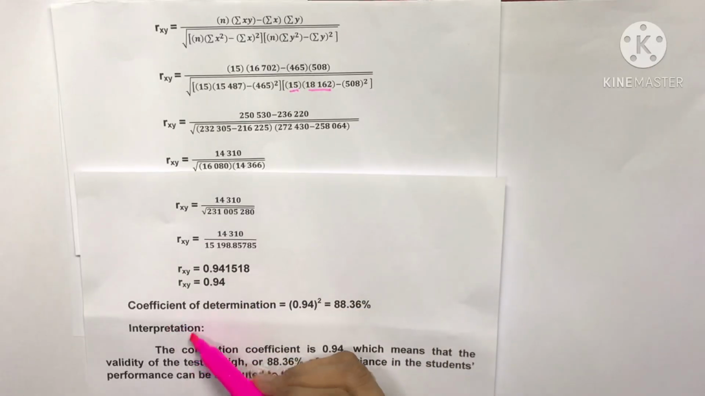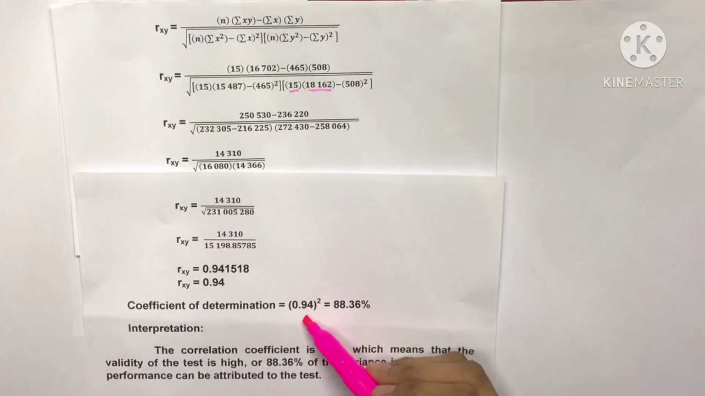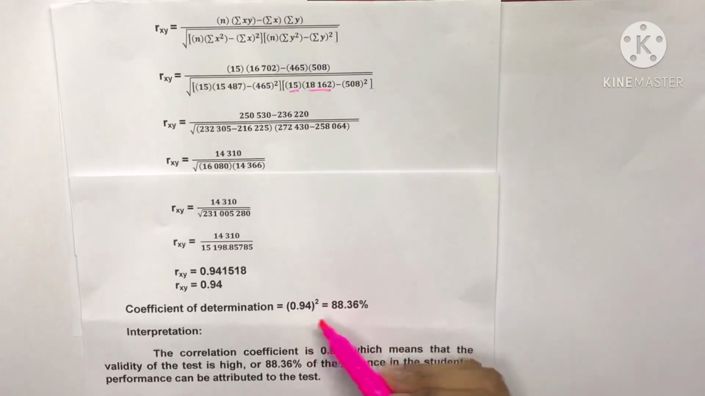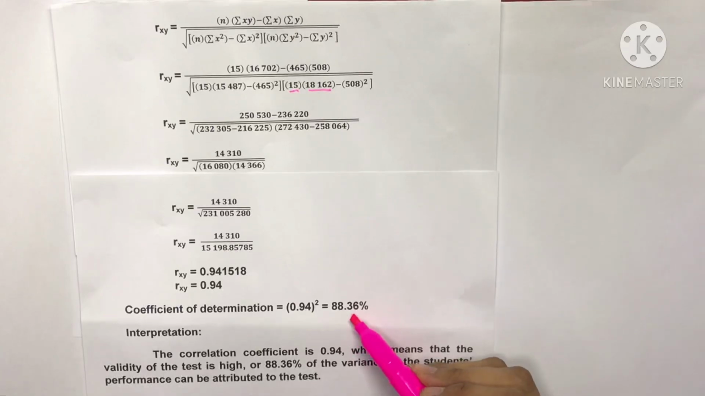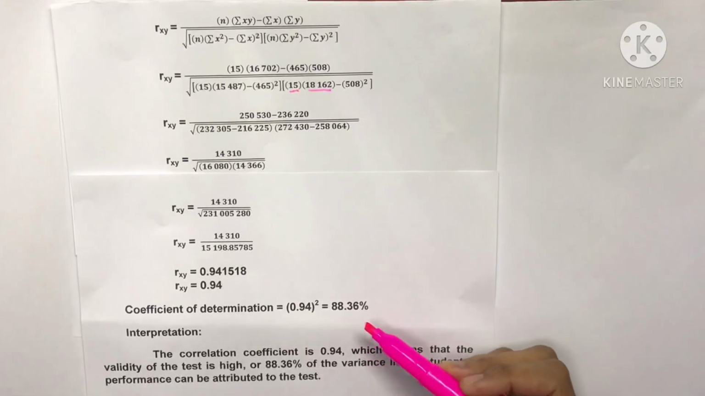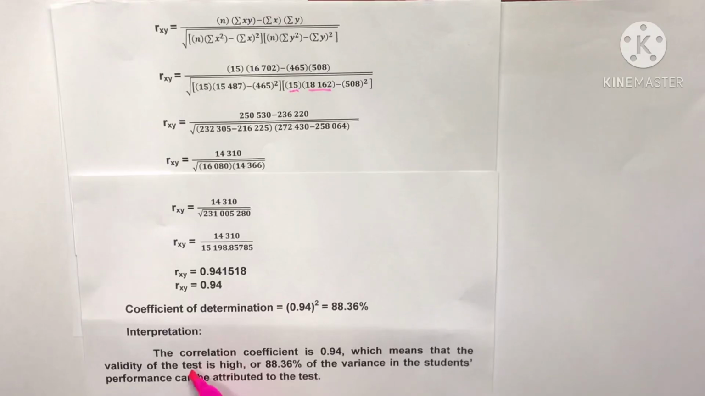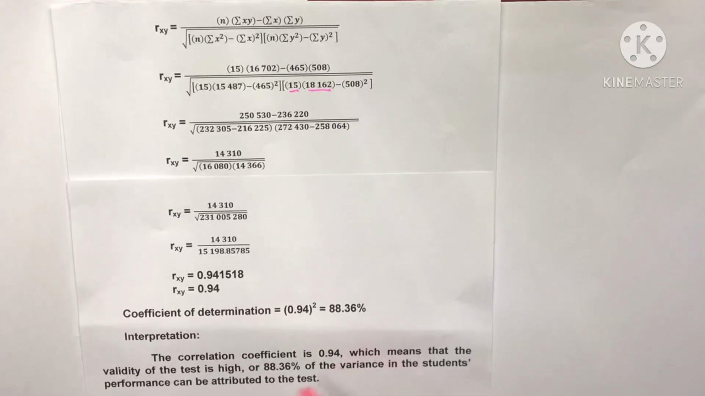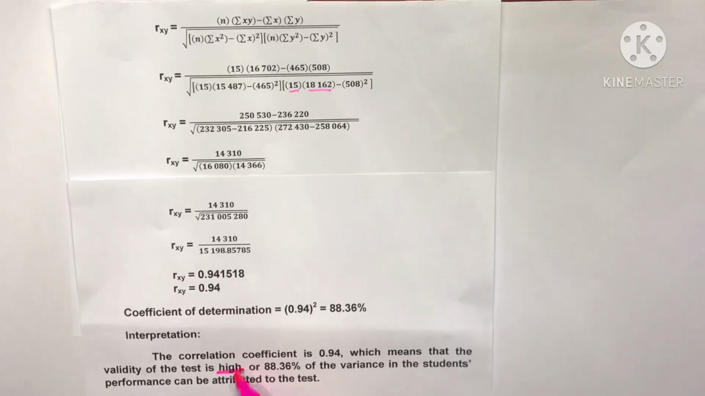To get the coefficient of determination, we will just square 0.94. So 0.94 times 0.94 times 100% is equal to 88.36%. So our interpretation: the correlation coefficient is 0.94, which means that the validity of the test is high, or 88.36% of the variance in the student's performance can be attributed to the test.